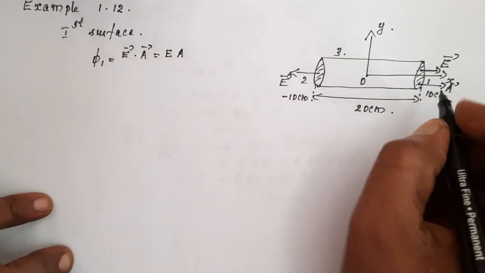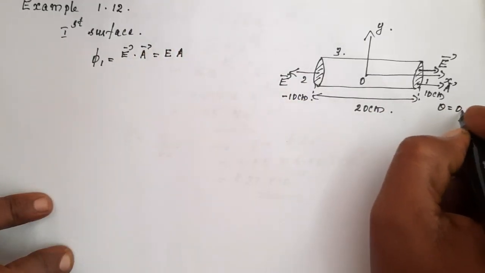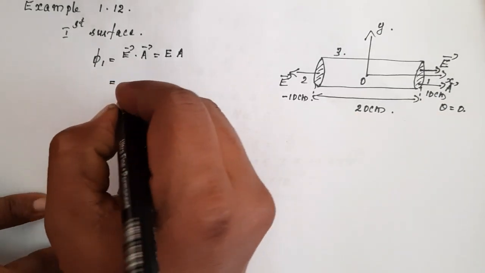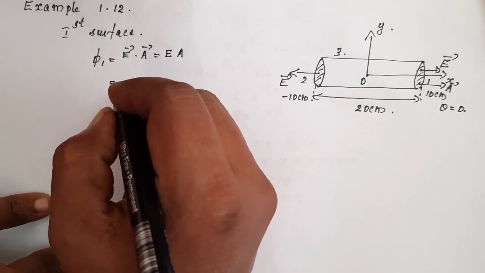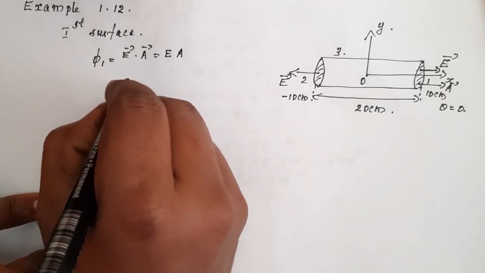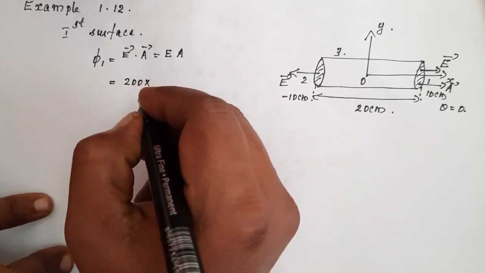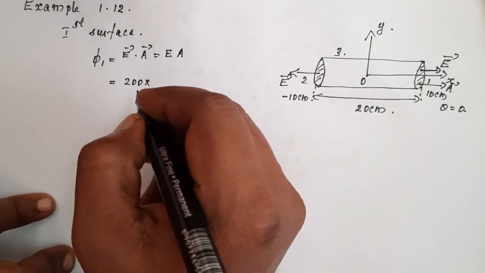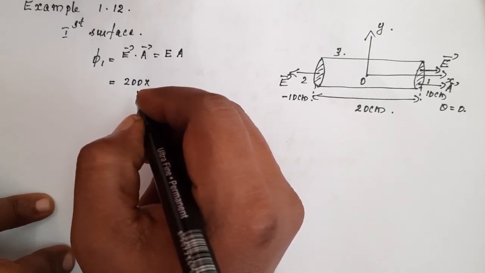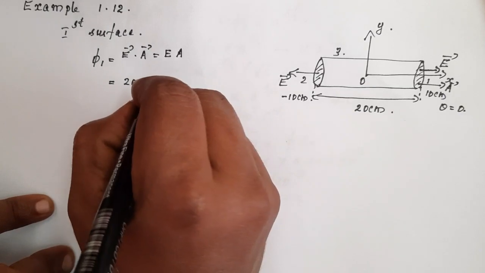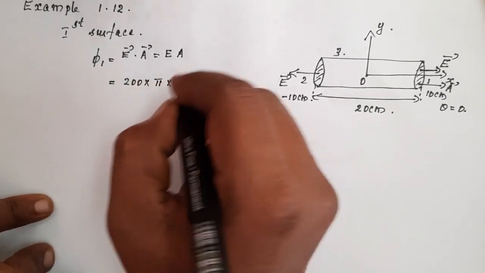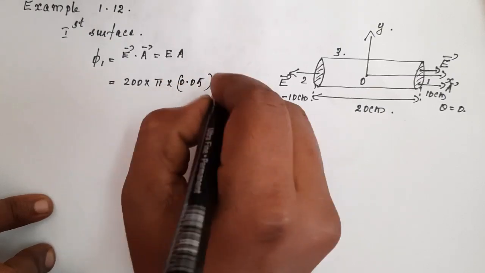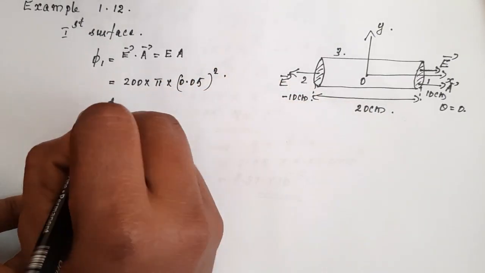Why does it become EA? Because here theta is equal to 0, so cos 0 is 1. Now we can substitute for E and A. Here the electric field magnitude is given as 200, and the area is circular in shape, with radius given as 5 centimeter. So you have to use the equation pi r squared: 200 into pi into 5 centimeter, converted into meter, 0.05, the whole squared.